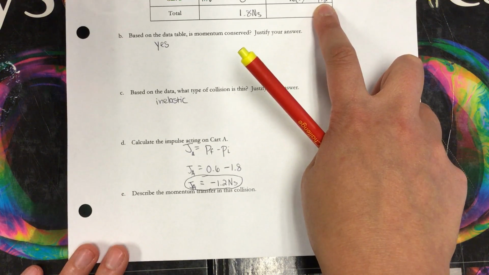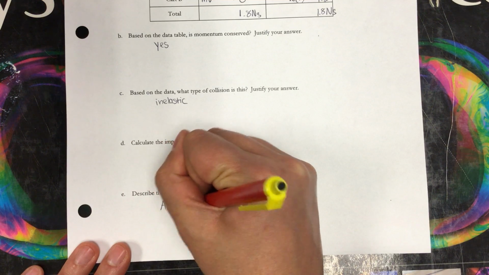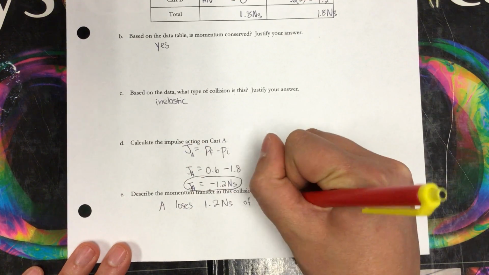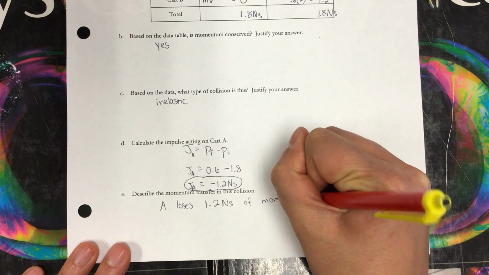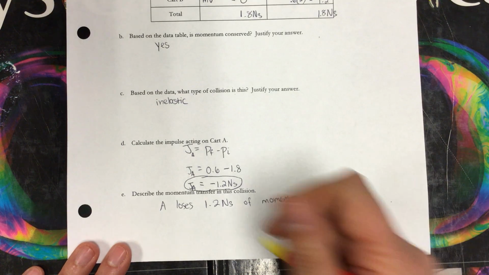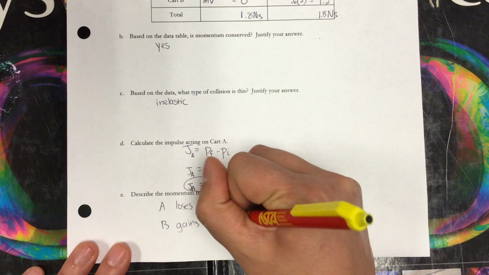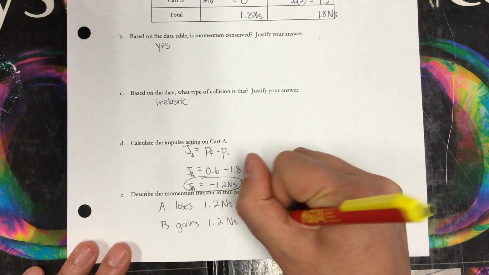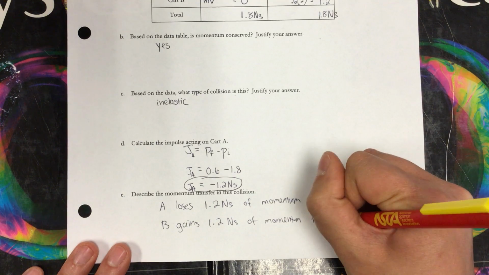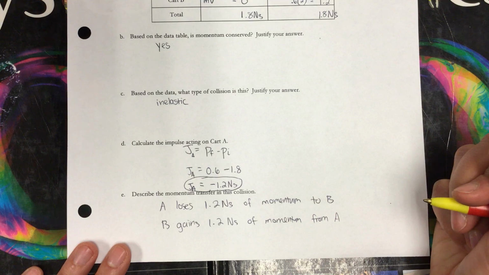So, describe the transfer of momentum. A loses 1.2 newton seconds of momentum to B. This causes A to slow down. B gains 1.2 newton seconds of momentum from A. This causes B to speed up.